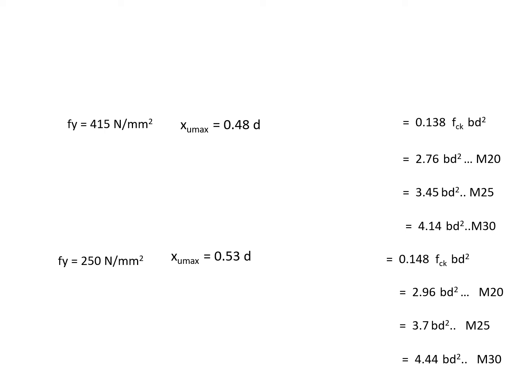At the end of the day, it is better to remember, and you will automatically remember these 6 values of Q limit, or M equal to Q b d square. That Q you will remember. It will come in handy for you. And this has come from this formula.